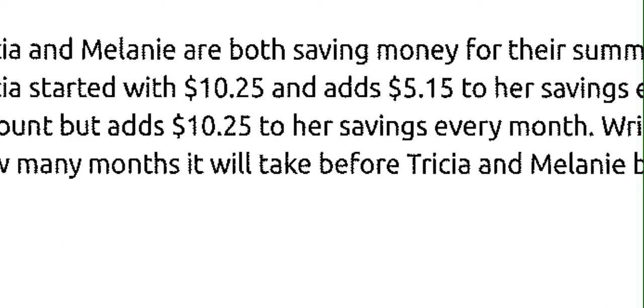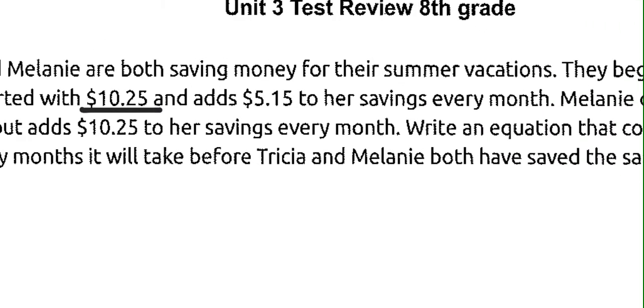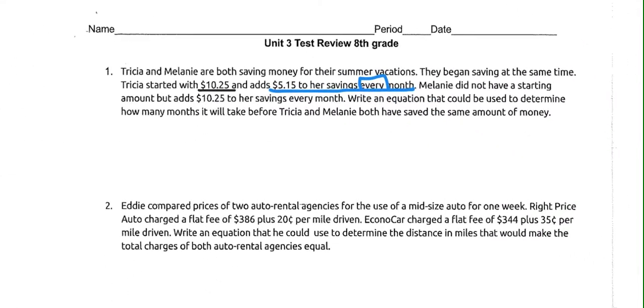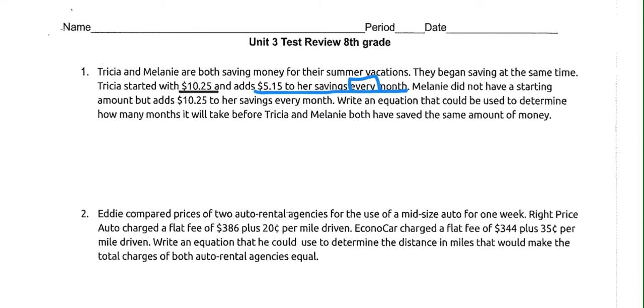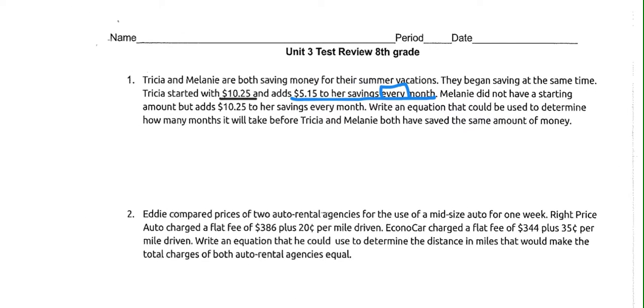So this very first part, she starts with this amount. So that does not require any X's or anything else. That's not going to repeat. It happens one time. The $5.15, she says, adds to it every month. So we're talking about something that's going to be repeating, and we're going to be adding to it. Melanie did not have a starting amount, but adds $10.25 to her savings every month.